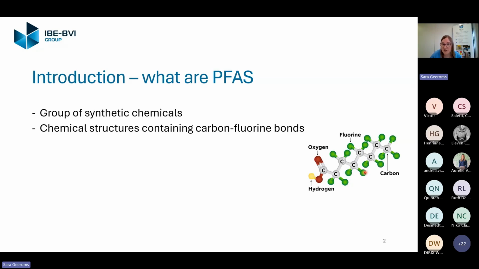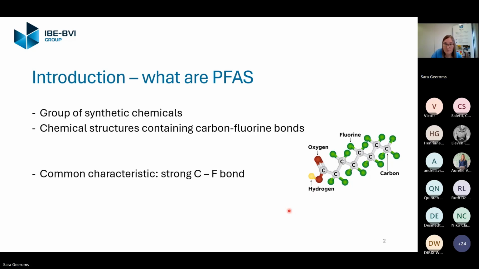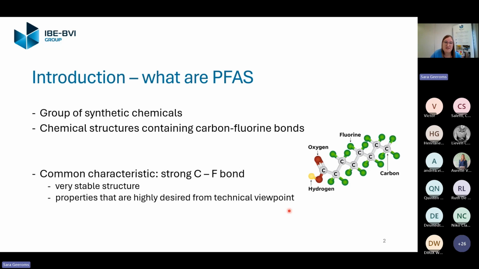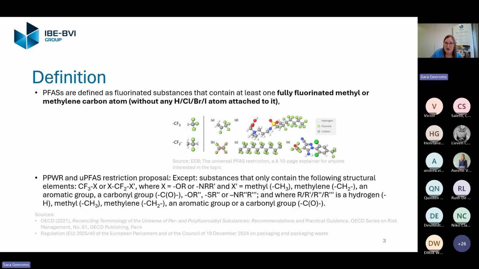As you can see in the picture here, you see a molecule of carbon with fluorines that have replaced the hydrogen atoms. That strong carbon-fluorine bond is their common characteristic. It makes the molecule very stable and gives the molecules properties that are highly desired from a technical point of view. But it also makes the PFAS persistent.